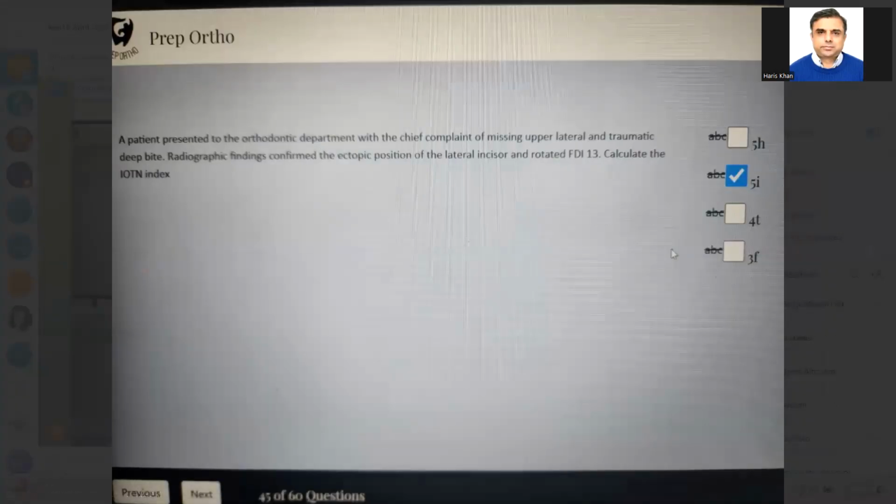A patient presented to the orthodontist with a chief complaint of an upper missing lateral incisor and traumatic deep bite. Findings confirmed the ectopic position of the lateral incisor, rotated. So we decided it's impacted, because in the radiograph it's visible. And here it's not visible.